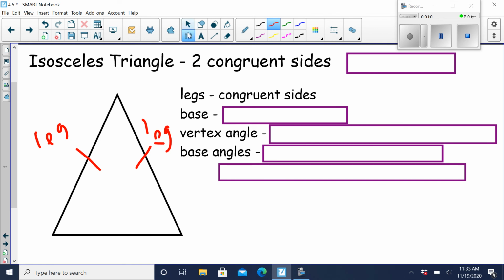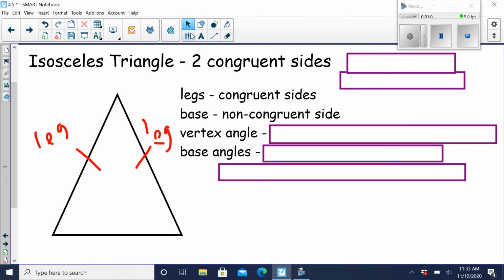The other side of the triangle that is not marked is called the base, okay? And what I want you to know is that the base does not have to be at the bottom of the triangle. On this particular one, it is, but we really identify the base as being the piece that's not marked congruent. If I rotate the triangle, the base is no longer on the bottom, so I don't want to think of the base as being the bottom piece.